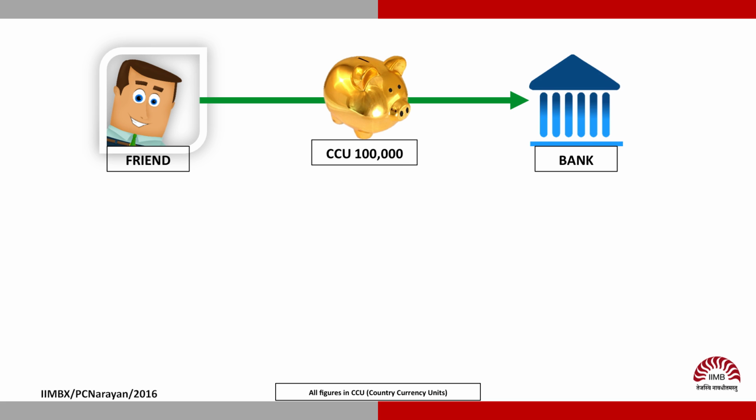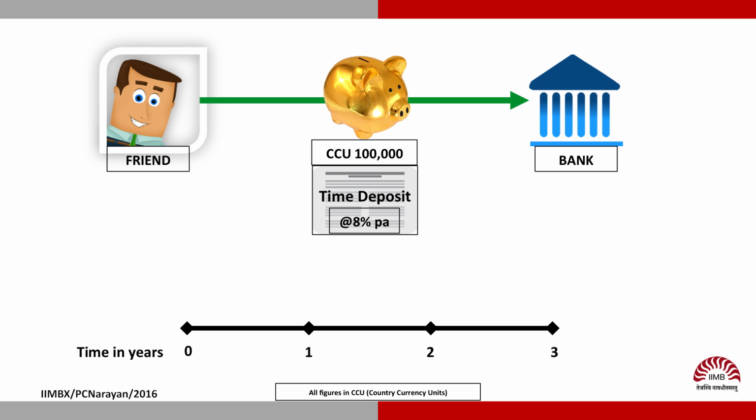Let us say a friend of yours has put a part of his savings of 100,000 currency units in a bank as a time deposit, or a fixed deposit as it is known in some countries, that pays him interest at 8% per annum and a maturity period of 3 years. The bank's rules will not allow your friend to close the time deposit before maturity. In other words, the time deposit has to run its contracted life of 3 years.